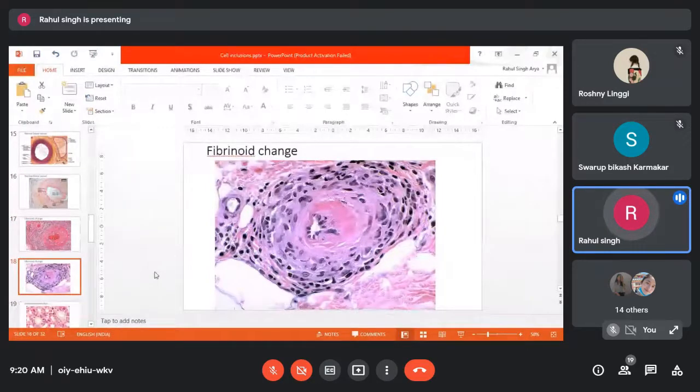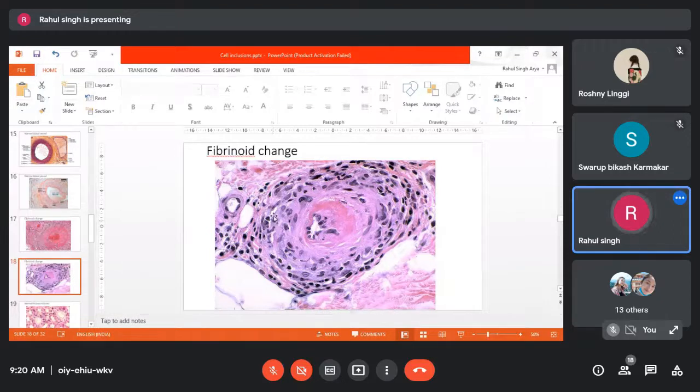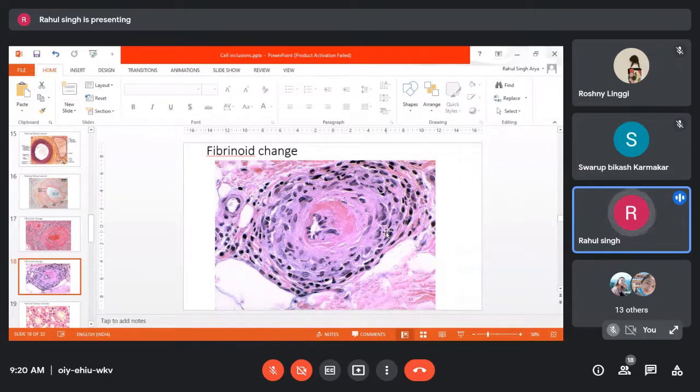This is again fibrinoid change. You can see the blood vessel, the very much swollen endothelial cells, the hyaline deposits on the walls, and infiltration by the various WBCs and presence of other inflammatory cells on the wall of this vessel. This is another example of the fibrinoid change.